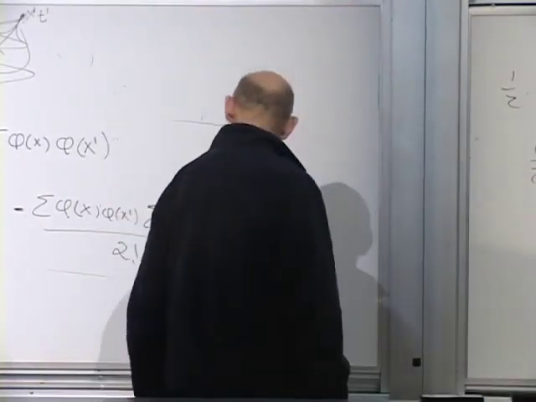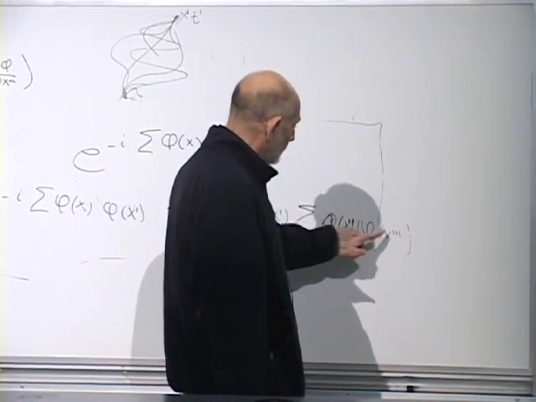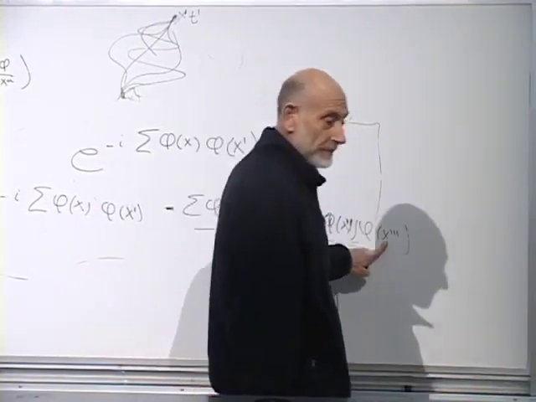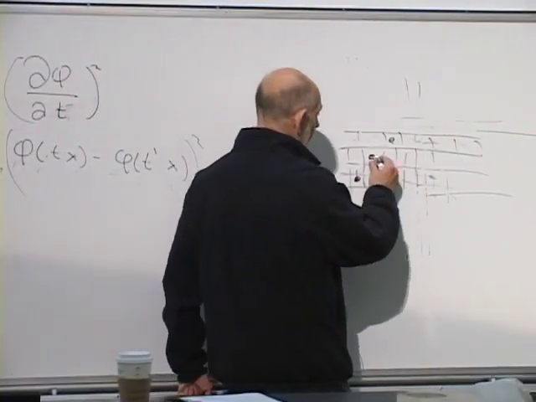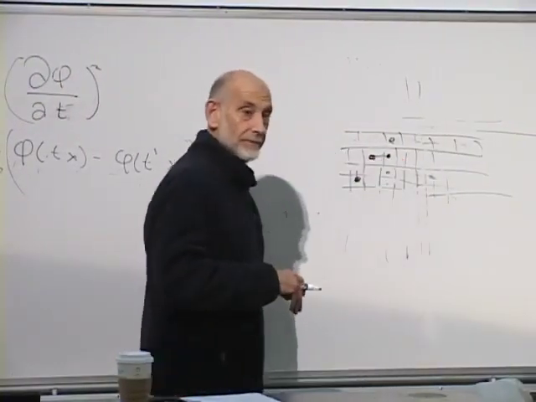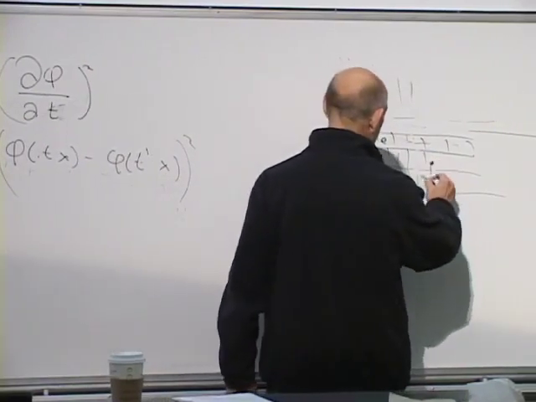All right, so what does this one do? It moves a particle from x to x prime, and this one moves a particle from x double prime to x triple prime. So one of them moves a particle from here to here, from x to x prime, and then the other one moves a particle from here to here.